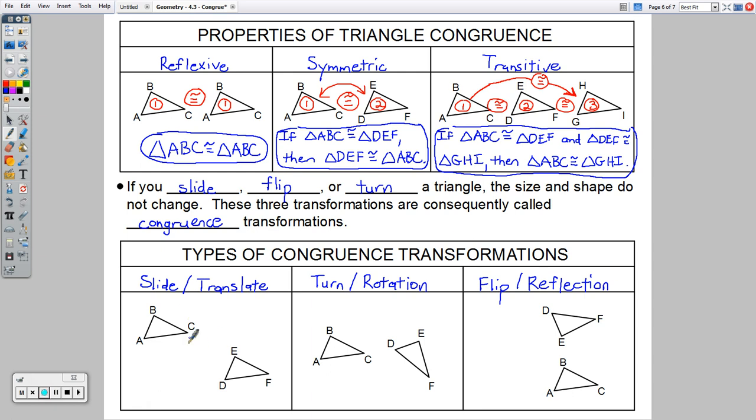So a slide, you just do exactly what it sounds like. You slide it. You just move it, but you don't turn it at all. You don't flip or rotate it at all.